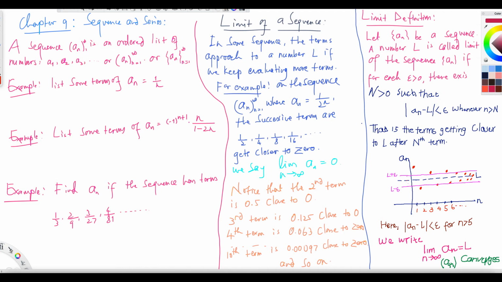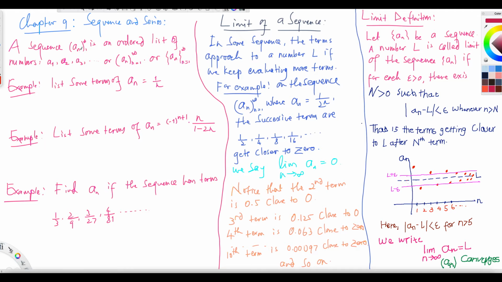Hi, in this video I'm going to talk about chapter 9 of the book, which is sequence and series. So the very first thing we will discuss is sequence. What do you mean by sequence? A sequence usually we denote by a sub n, where n runs from 1 through infinity.